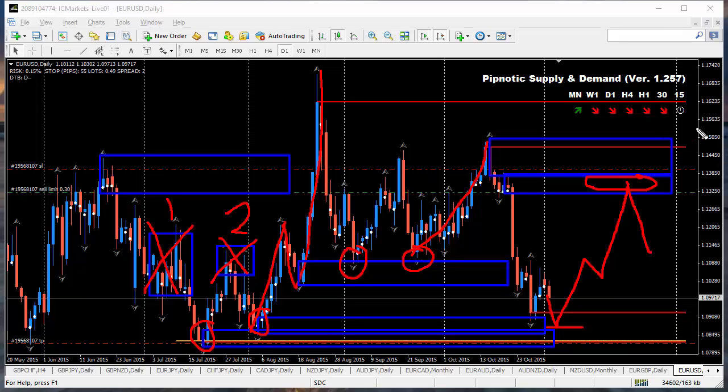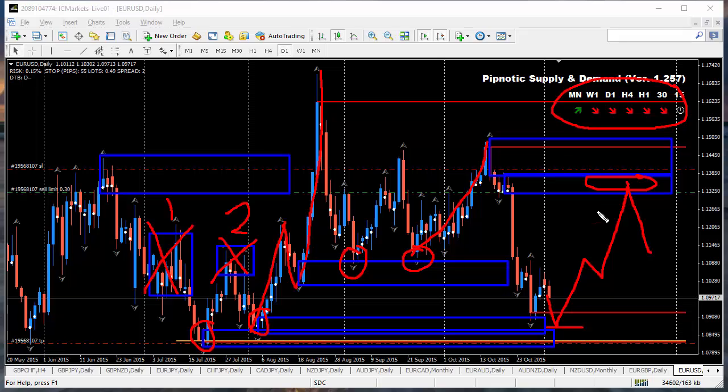And if we look at information like you can see here in the dashboard that tells us the areas of supply and demand that are in control, you can see that on the monthly we have areas of demand that are in control, but on the weekly, daily, and the 4 hour and the 1 hour and a half an hour, we have areas of supply that are in control.